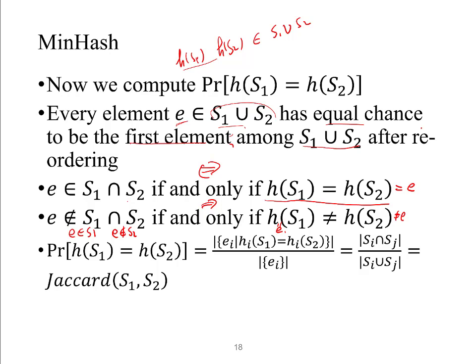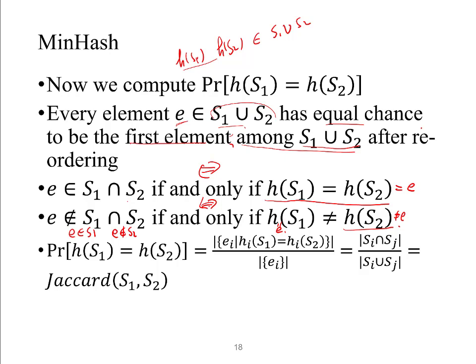So for the if part, if we say HS1 not equal to HS2, and we know that one of them equals E, again, let's assume that HS1 equals E. Then E is in S1, and since E is the first element among the union of S1 and S2, and HS2 does not equal E, E is not in S2. So this is the if part.